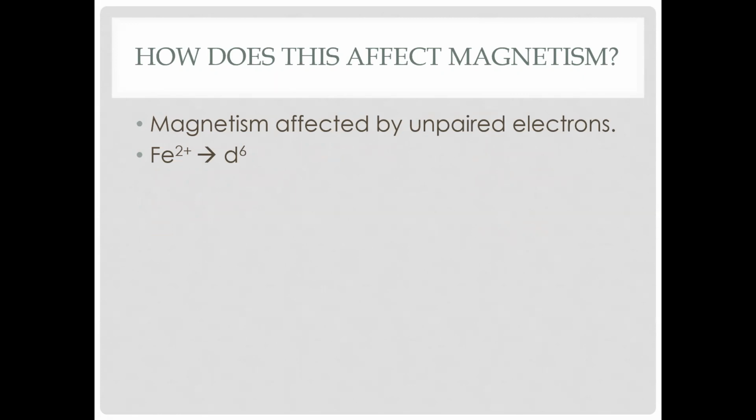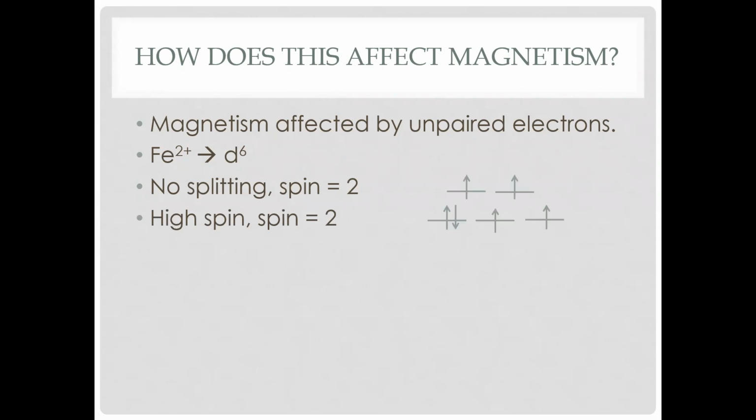So if we consider iron 2+, this is a d6 ion. When I don't have any splitting at all, so when I have a free ion floating out in space, the spin is 2. So this is if all of my d orbitals are the same energy level. If I have high spin, it's going to look something like this. My spin is also going to be 2. So I have 4 unpaired electrons. Half of 4 is 2.